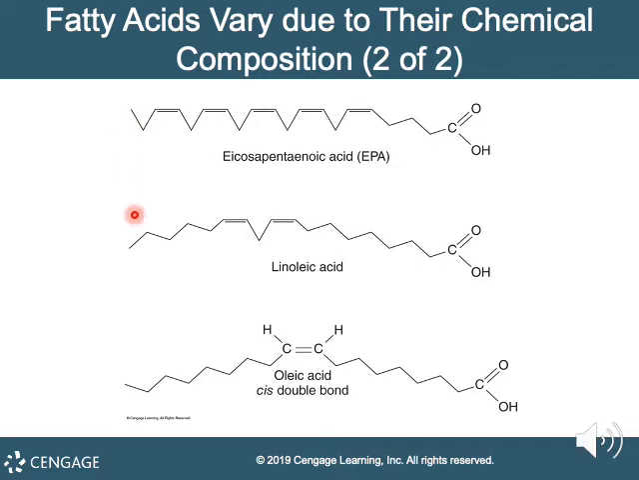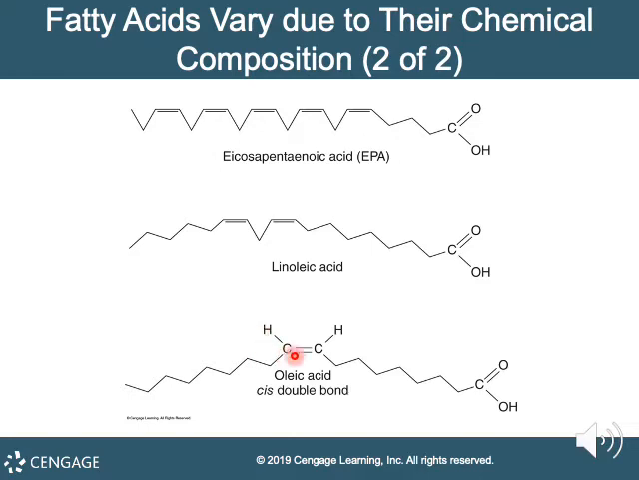Linoleic acid is also a polyunsaturated fatty acid. Notice that this has 2 double bonds. This has more than 2 double bonds. This polyunsaturated fatty acid, though, is an omega-6 fatty acid because the double bond is 6 carbons from the end, or omega carbon. Here's 1 carbon, 2, 3, 4, 5, 6. So the double bond closest to the end carbon is 6 carbons away. So that is an omega-6 fatty acid.